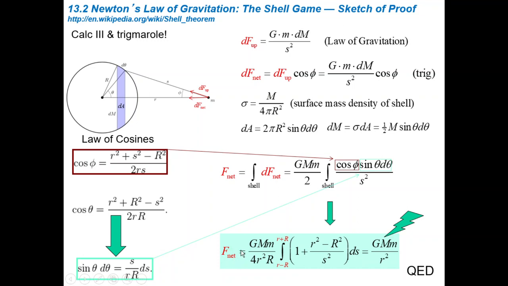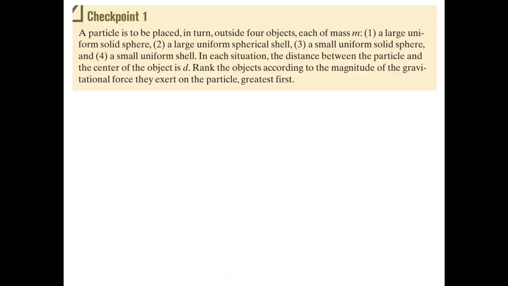F net is G capital multiplied by M capital with m lowercase over 4 R squared, with the integral with limits from R minus r to R plus r. Later on, if you know from integrals, we can use b minus a, but in this case it's R plus r and R minus r. So let's use this one: (R plus r) squared minus (R minus r) squared over s squared ds. And this is equal to GM capital multiplied by m lowercase over R squared. Super, super cool. Well, we are on the first checkpoint.